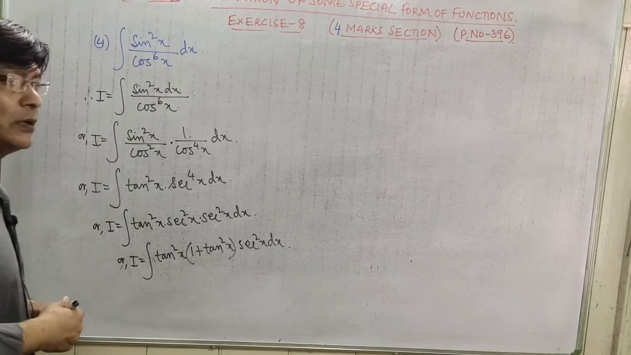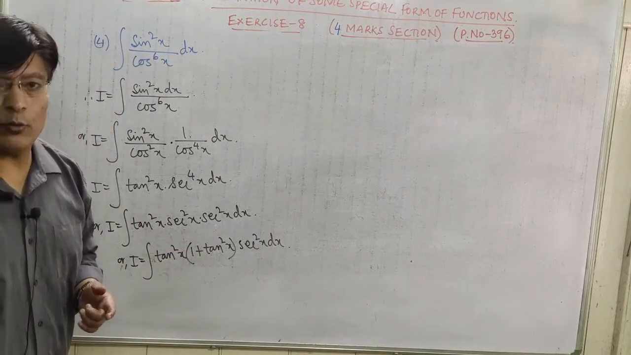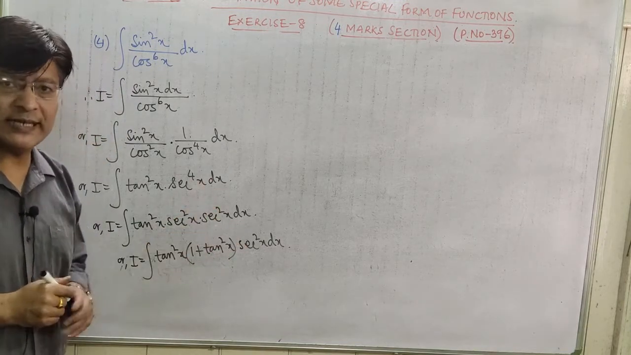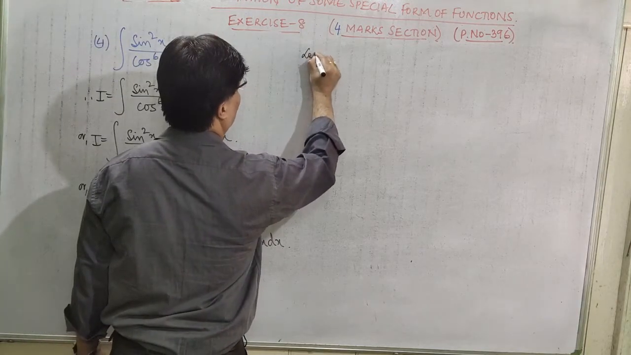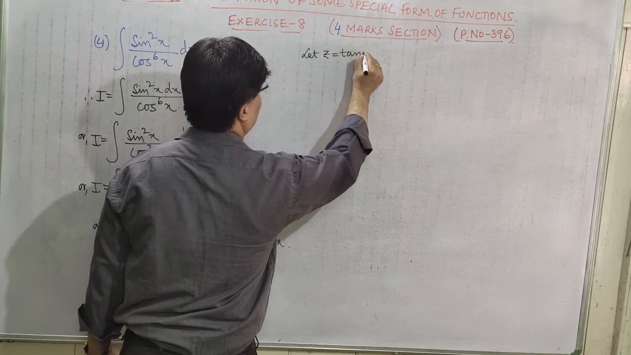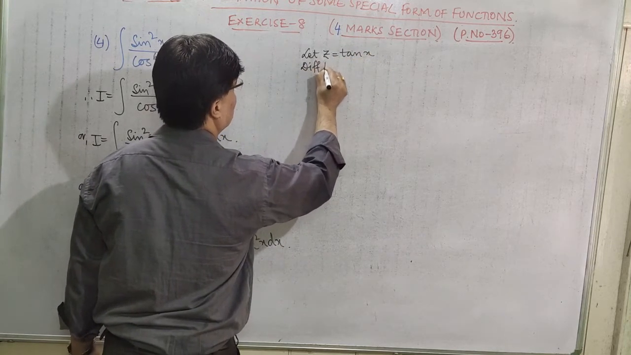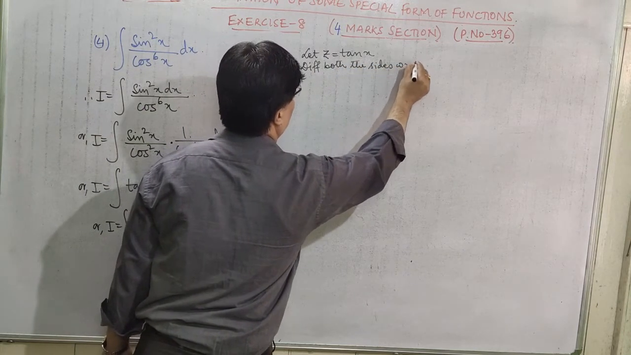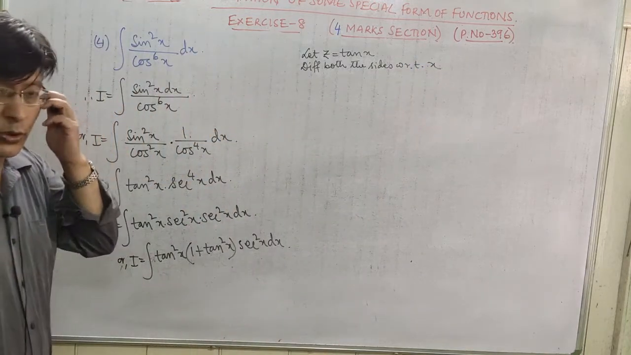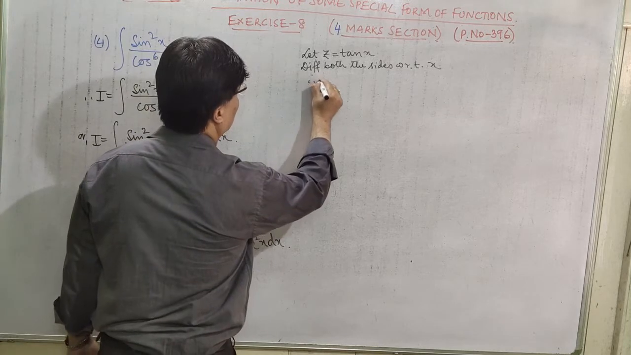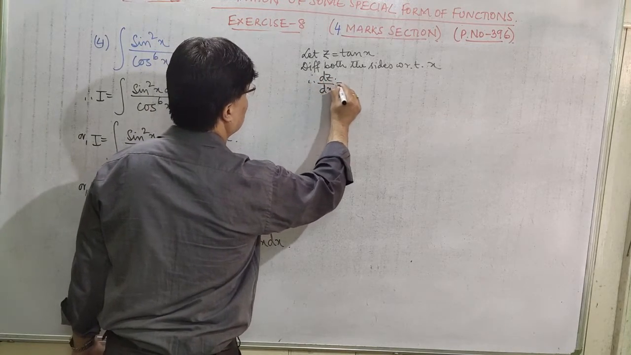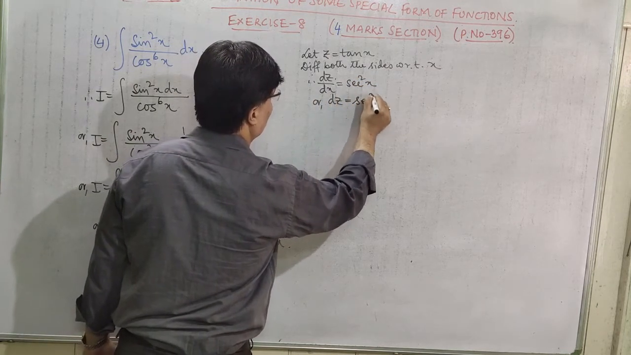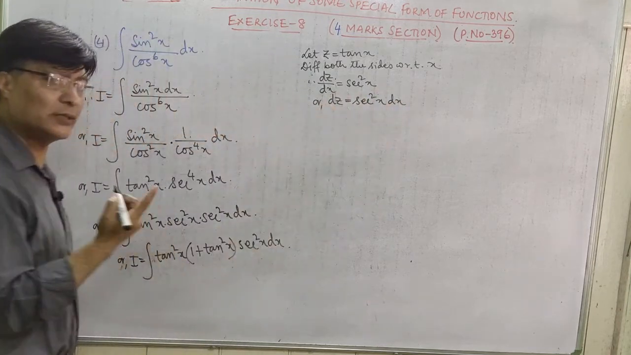So now let us do the method of substitution. Now which function is taken as z? You know that the differentiation of tan x is sec square x. Let us assume tan x as z. So let z is equal to tan x. Let us differentiate it, differentiating both the sides with respect to x. Therefore dz by dx is equal to sec square x. Now cross multiply, dz is equal to sec square x dx, right?